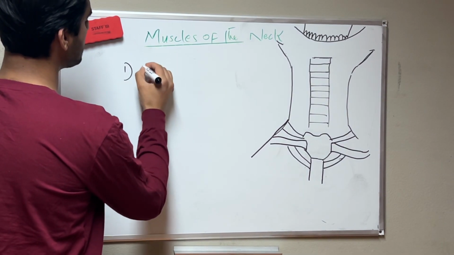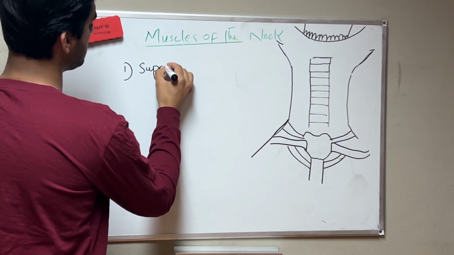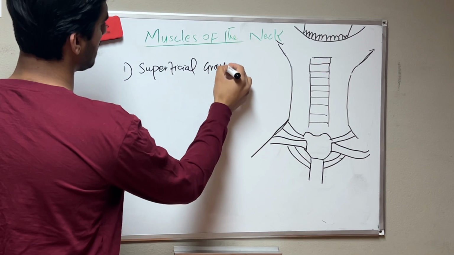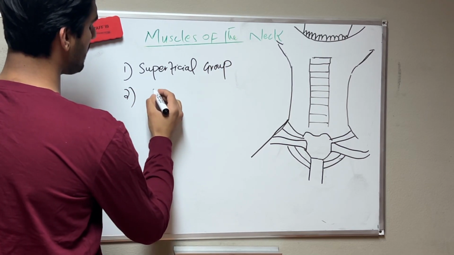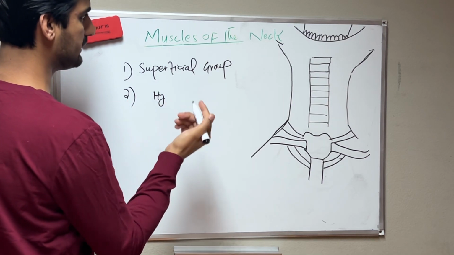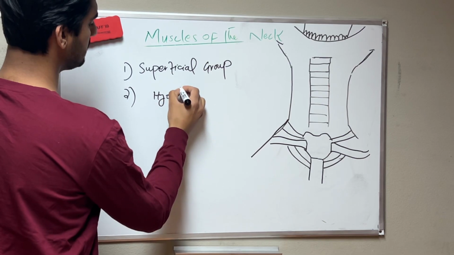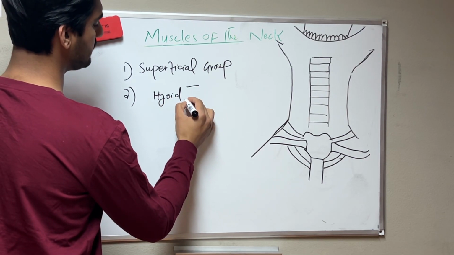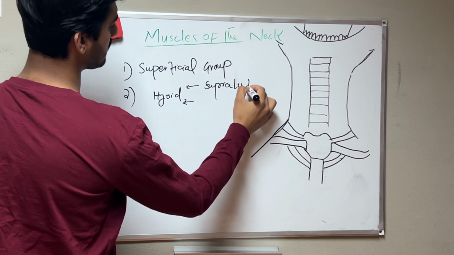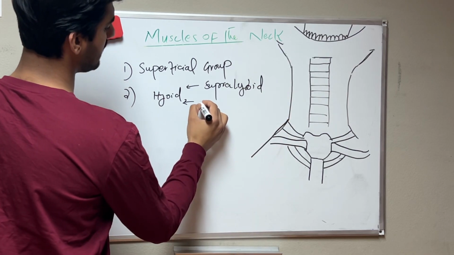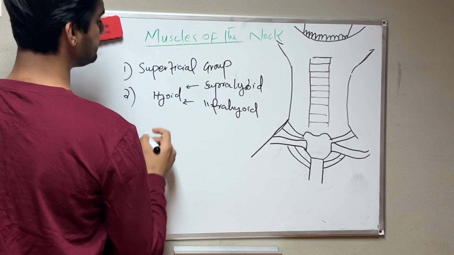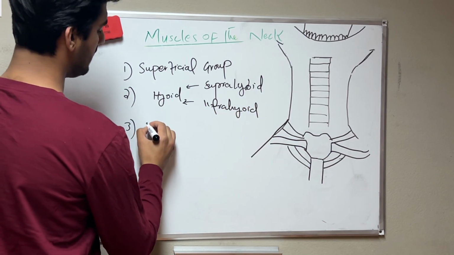First group we have the superficial group of muscle. Then we have hyoid muscles, which maintain the hyoid bone in one place. Here we have two groups of muscle: suprahyoid and infrahyoid muscle. Third we have lateral.